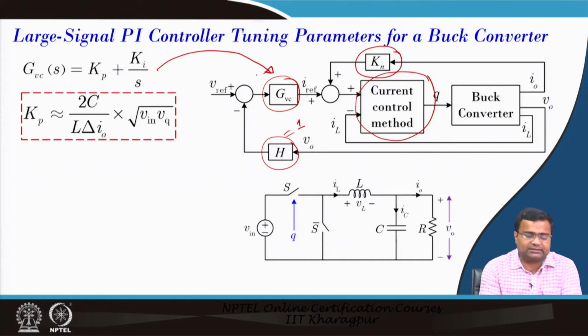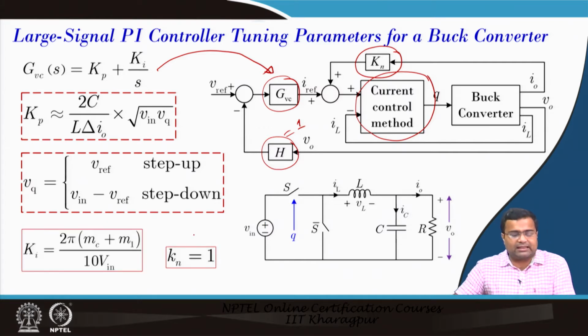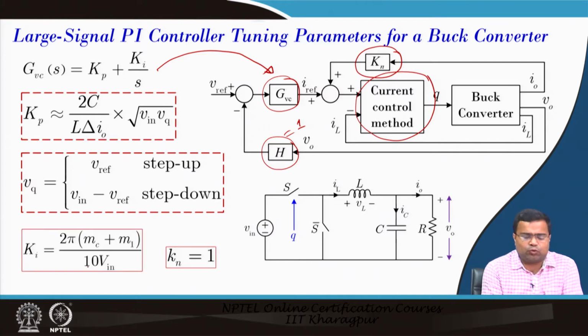And then we have discussed that Kp can be calculated as 2C by L delta I0 square root of V into Vq, where Vq equals Vref for step up transient and Vin minus Vref during the step down transient. And the Ki is nothing but 2 pi MC plus M1 by 10 Vin, where Kn is the normalized gain, that is the feed forward gain. So, this is this one.